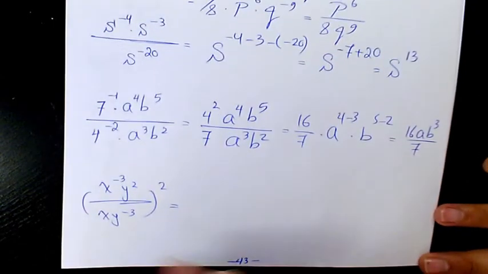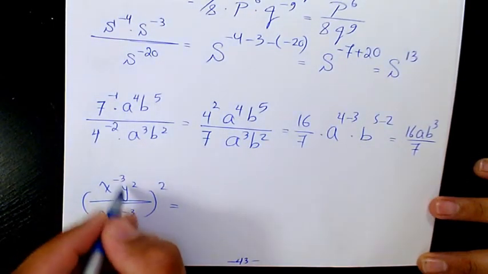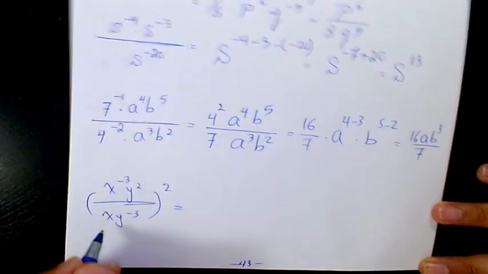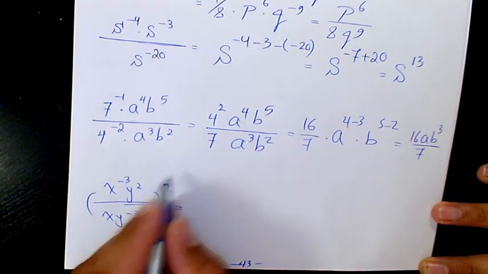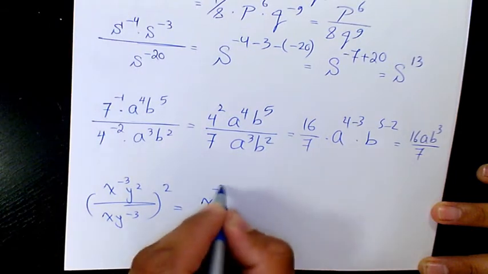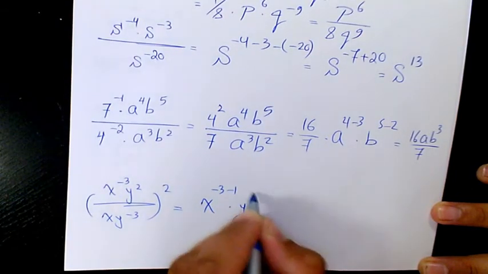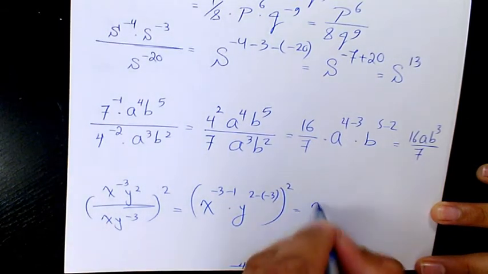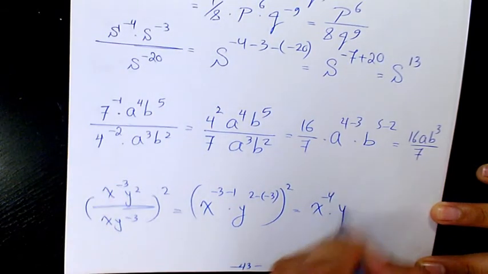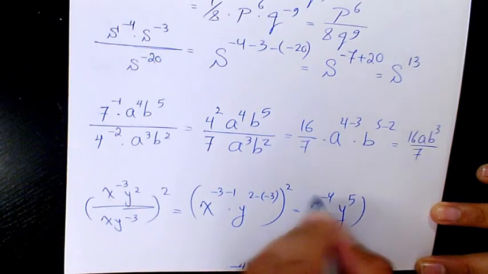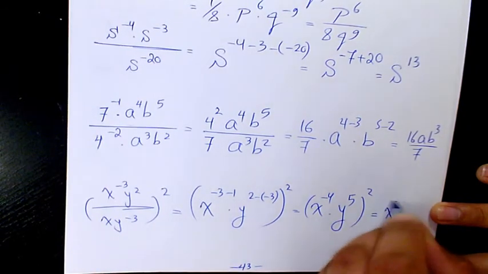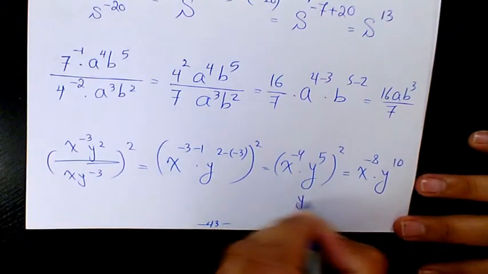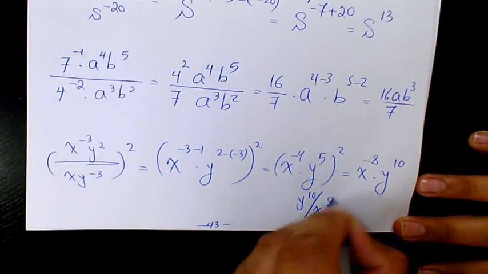Next one. X to the power of negative 3 y to the power of 2 divided by x, y to the power of negative 3, all to the power of 2. So it's going to be x to the power of negative 3 minus 1, y to the power of 2 minus negative 3, all to the power of 2. So it's going to be x to the power of negative 4, y to the power of 5, to the power of 2. So it's going to be x to the power of negative 8, y to the power of 10. So we have y to the power of 10 divided by x to the power of 8.